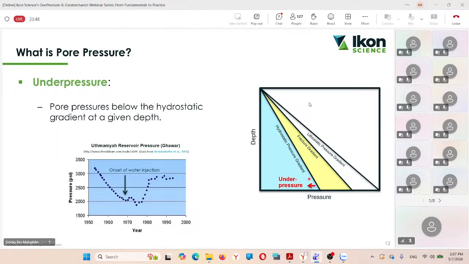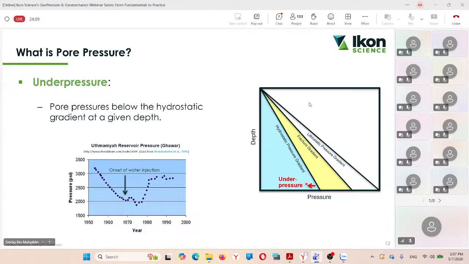Over here, we have under pressure. Just like how the name suggests, under pressure is basically pressure that is below hydrostatic. Most of the time it happens because of depletion. We produce from the wellbore, then the pressure is going to drop below hydrostatic. It could happen geologically as well, but most of the time it is temporary.